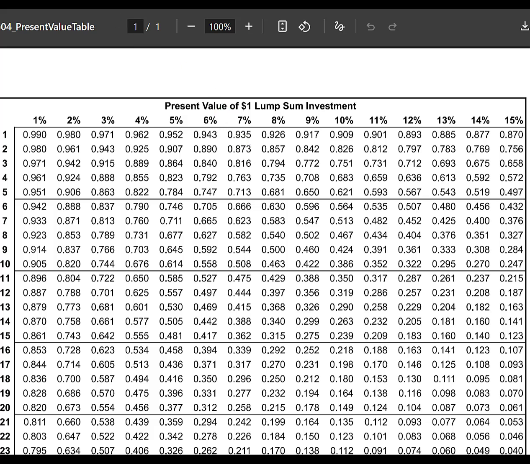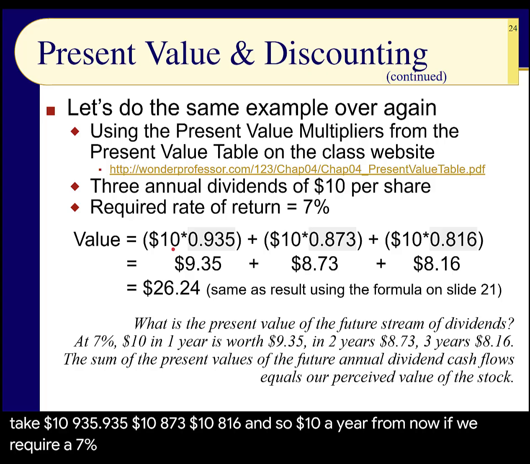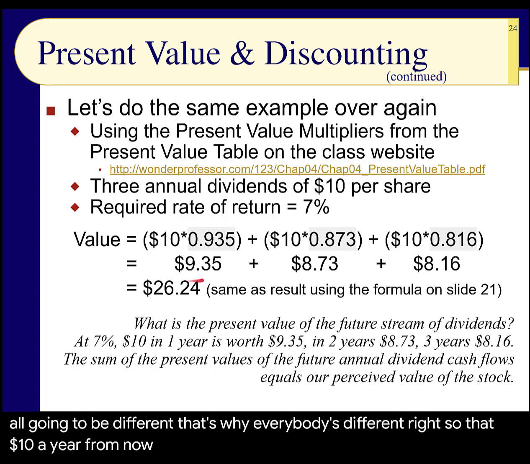You just grab those three values. Take $10 times 0.935, $10 times 0.873, $10 times 0.816. And so, $10 a year from now, if we require a 7% rate of return, of course, if we require a 10%, 12%, 8%, they're all going to be different. That's why everybody's different, right? So that $10 a year from now is worth to us today $9.35. That $10 2 years from now is worth $8.73. The $10 3 years from now today is worth $8.16.